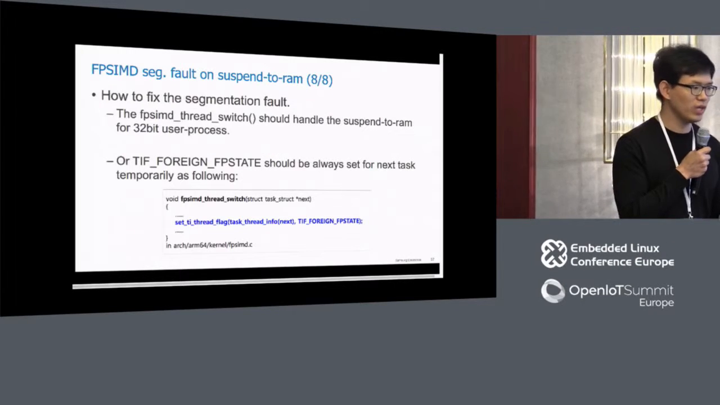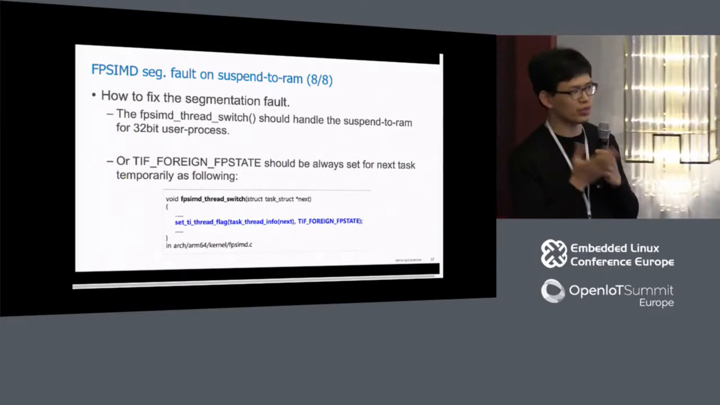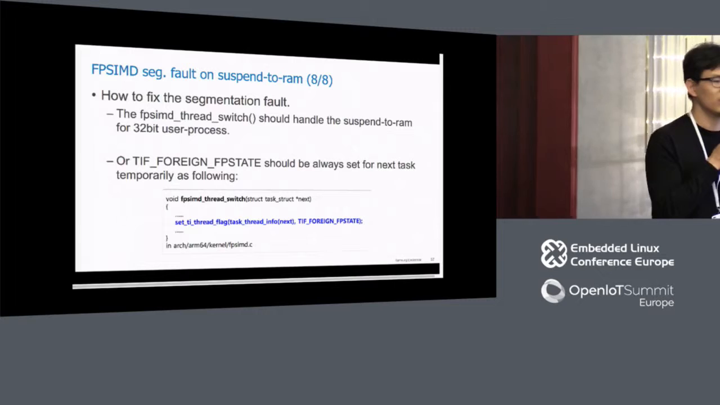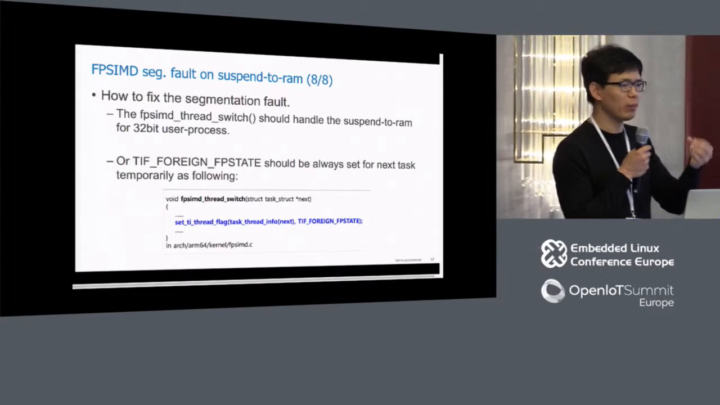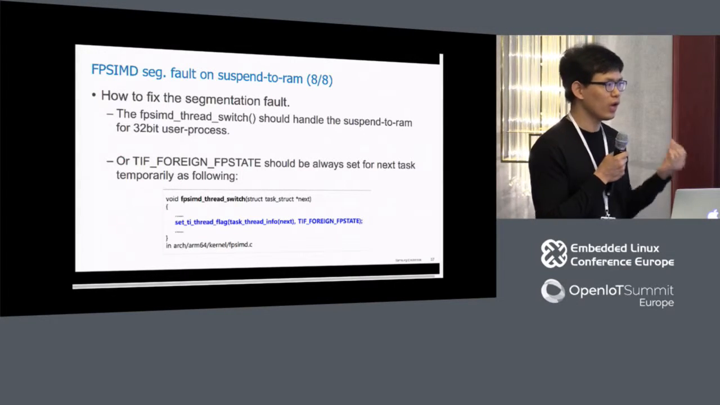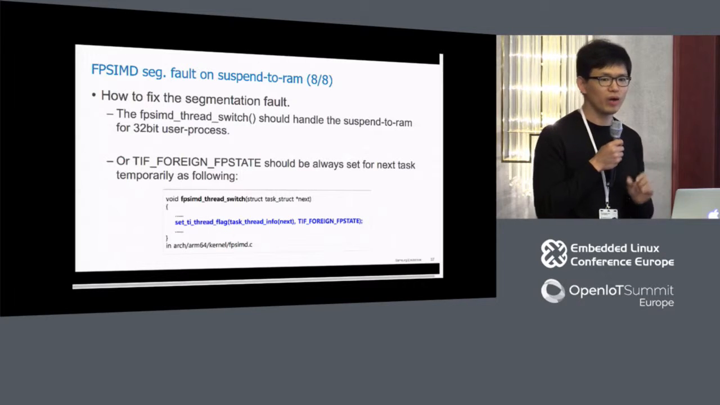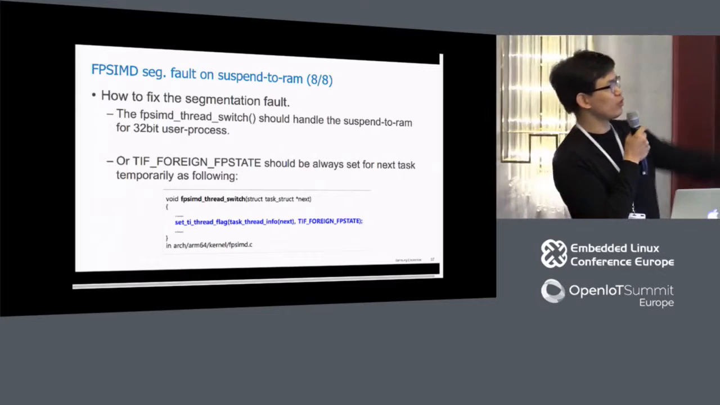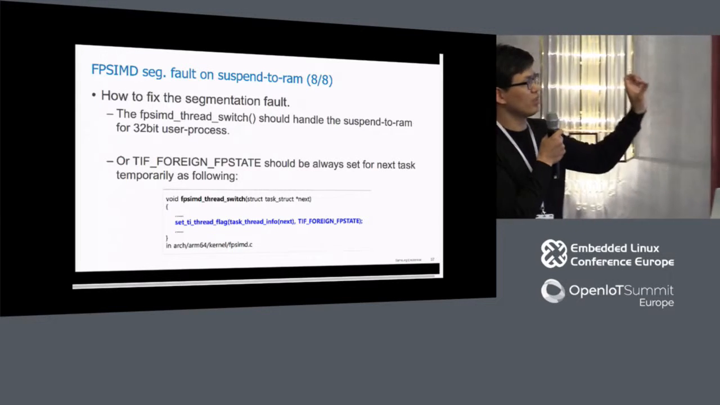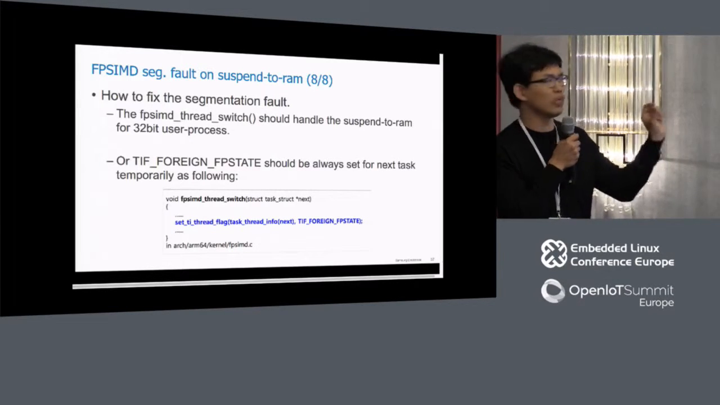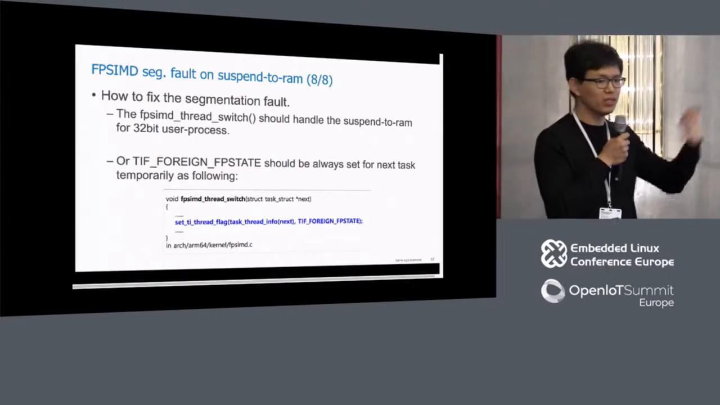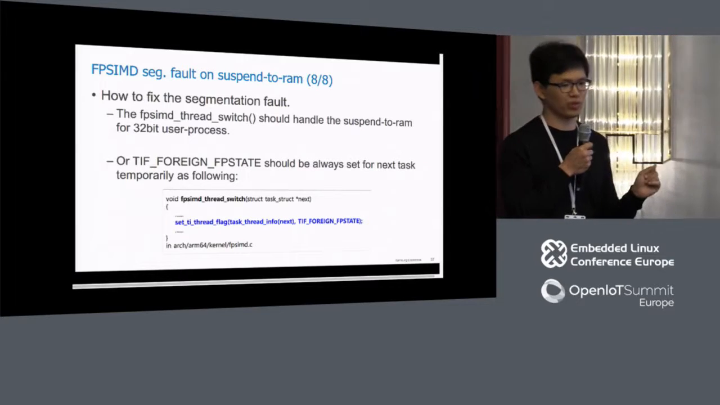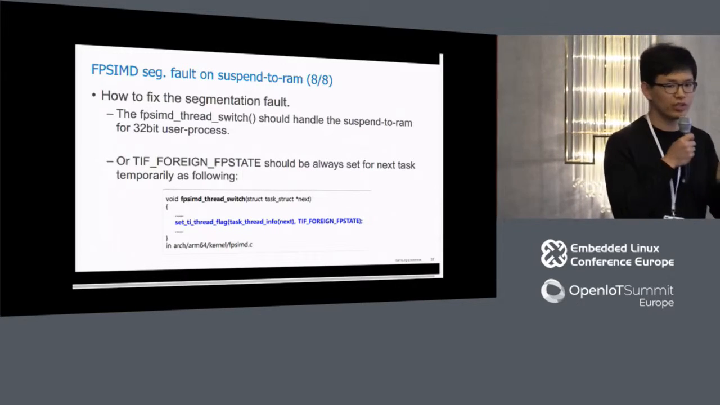So in our project, as a temporary solution, we just always load data from memory for the D register, so I fixed this issue. But for a fundamental solution, the FPSIMD thread switch should consider the suspend-to-RAM situation for the 32-bit user process. This issue does not happen on the 64-bit user process; it only depends on the 32-bit user process.